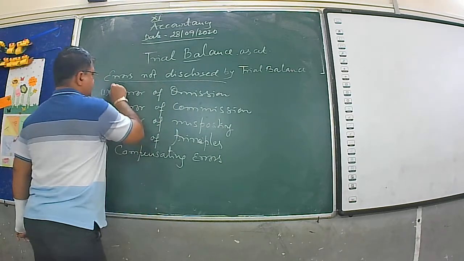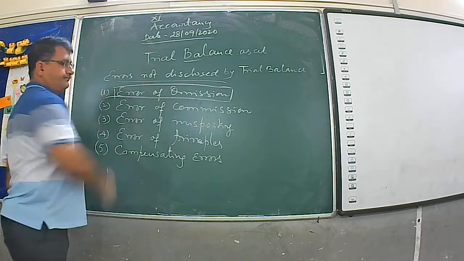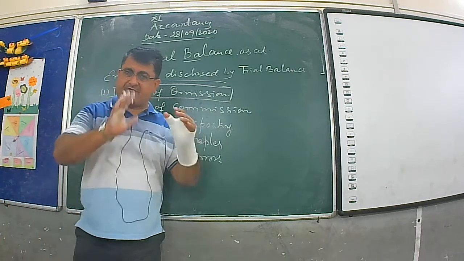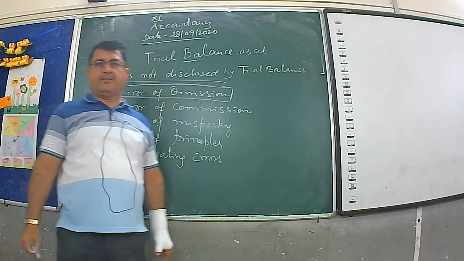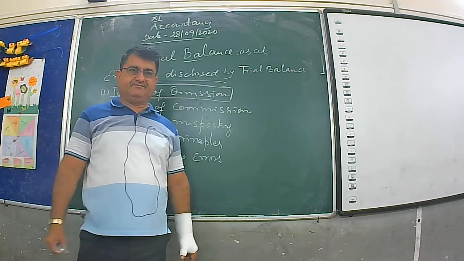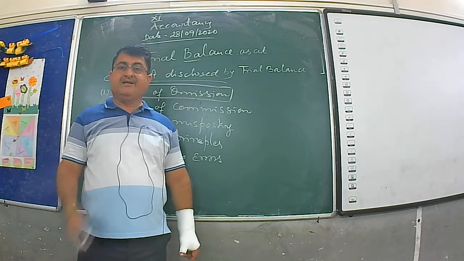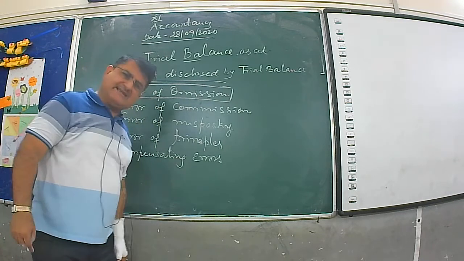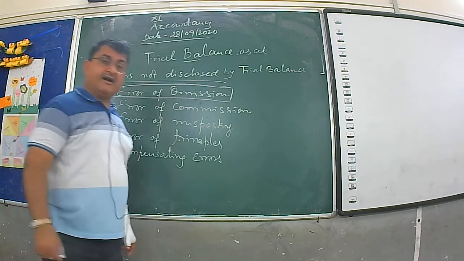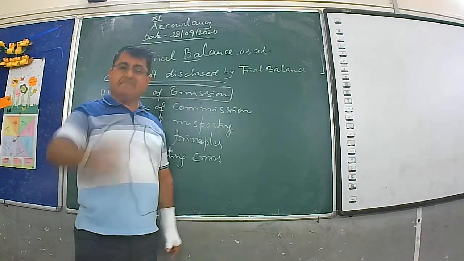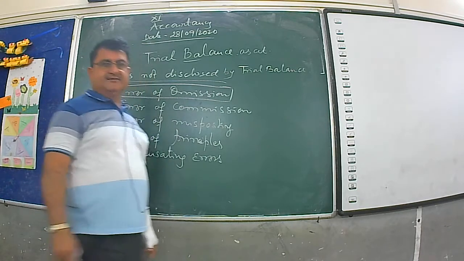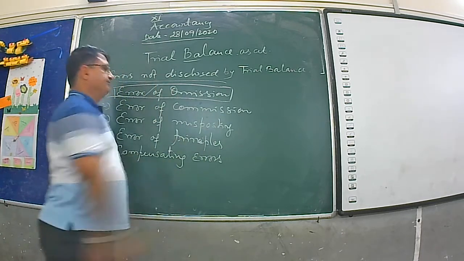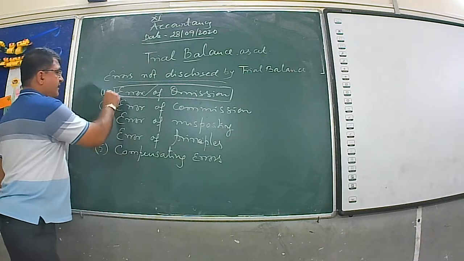What is error of omission? If a transaction is not recorded in the journal book, obviously the same may not find a place in the respective ledger account, and as a result, such an unrecorded transaction may not affect the agreement of the trial balance and the trial balance tallies. First error. Second one, error of commission.